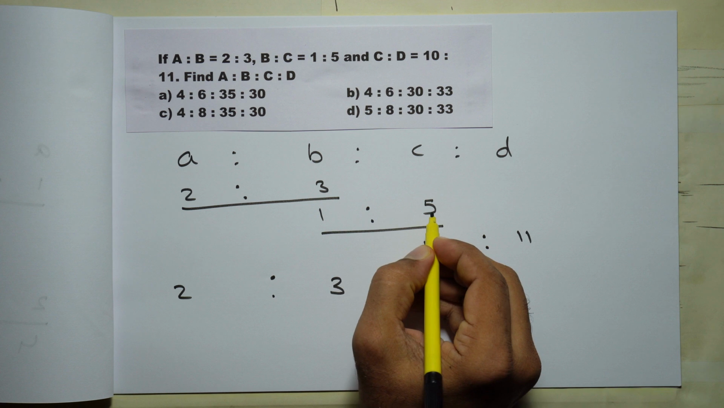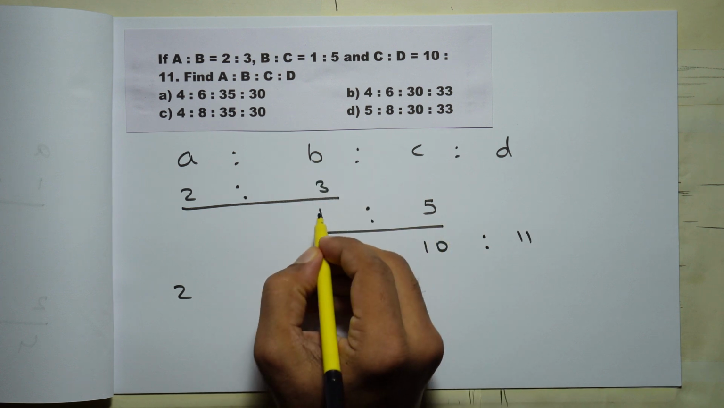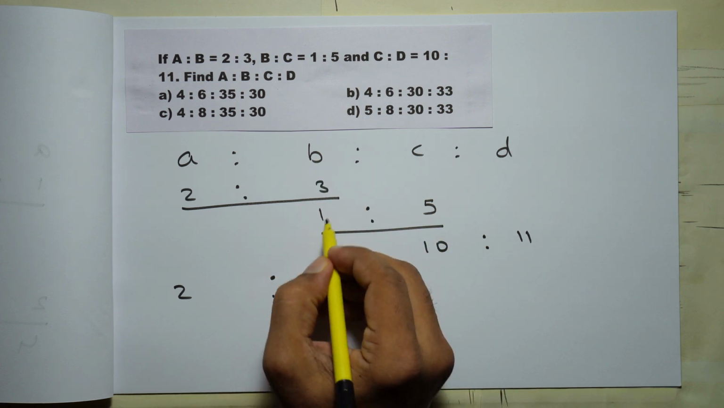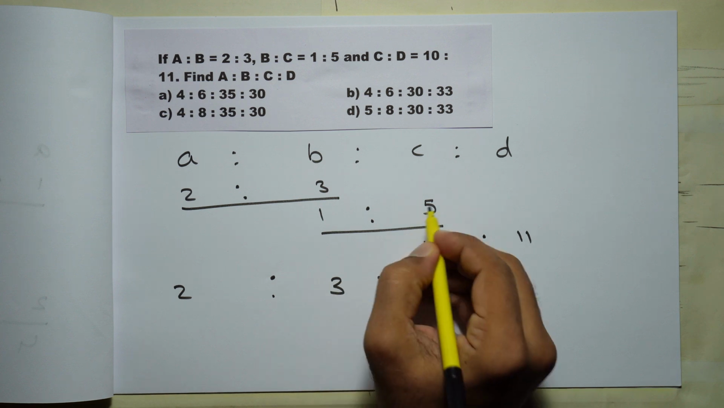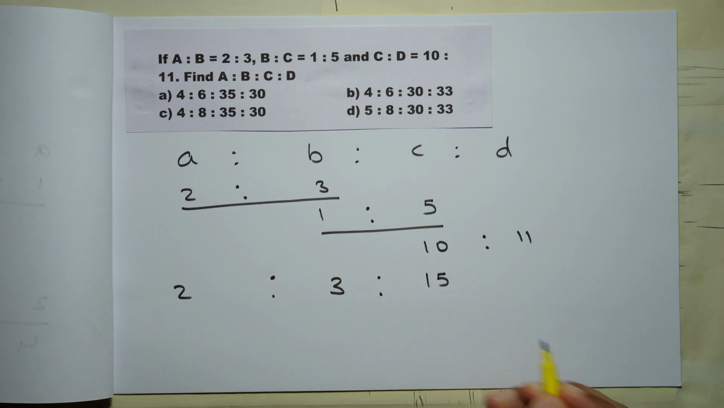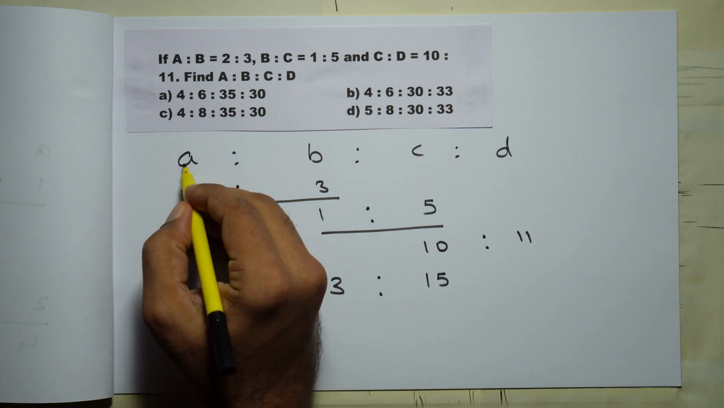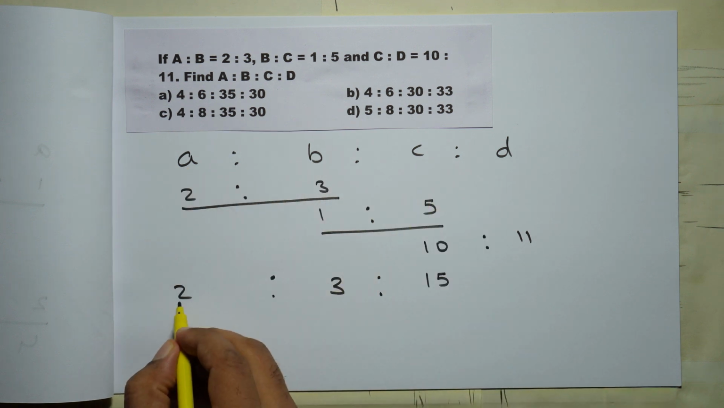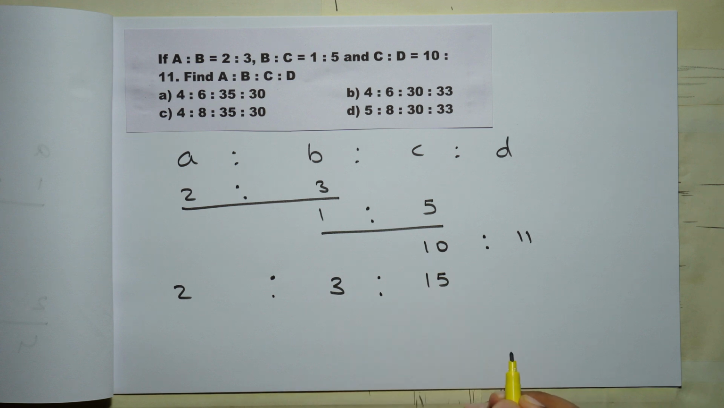Now in this ratio, here B is 1. 1 into 3 is 3. 1 has been multiplied by 3, so 5 should also be multiplied by 3. 5 into 3, this will become 15. So A is to B is to C, you will get it as 2 is to 3 is to 15.